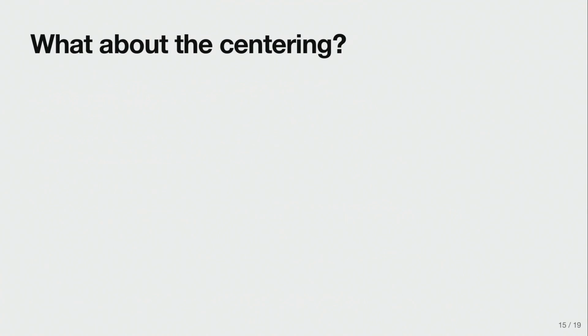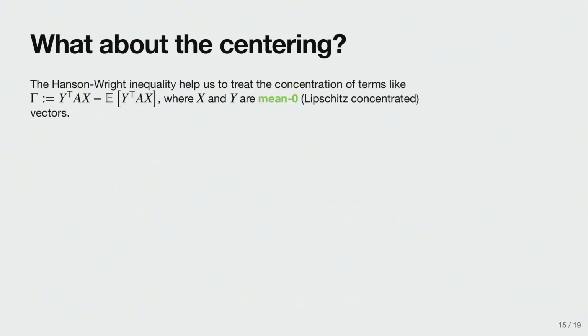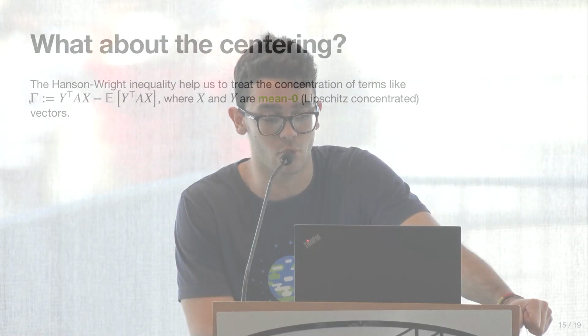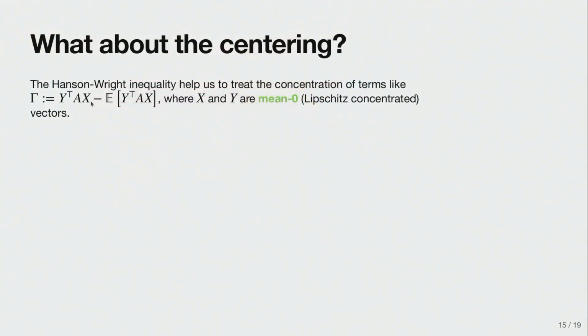And what about the centering? This is much more painful, and to get an idea of what we can do about this, we just have to look at what kind of objects we'd like to use the Hanson-Wright inequality on. The objects are of this form: y and x are mean zero, and then we subtract from the quadratic form its expectation.